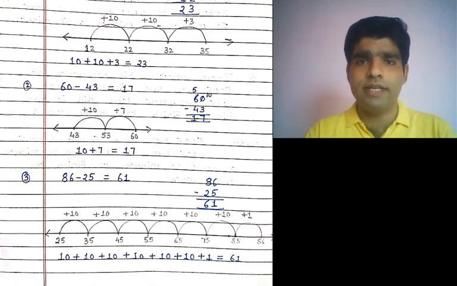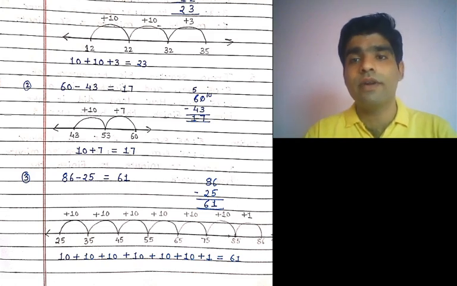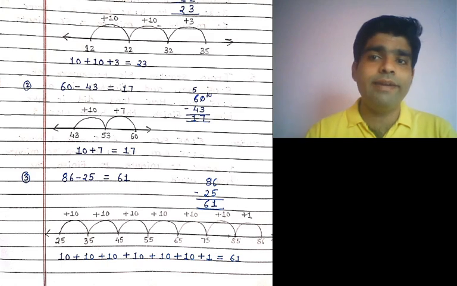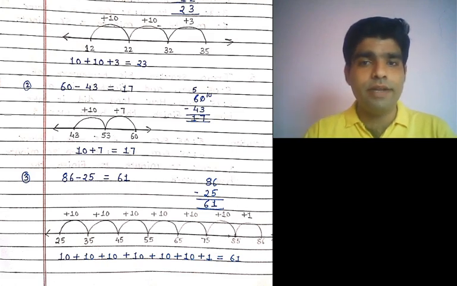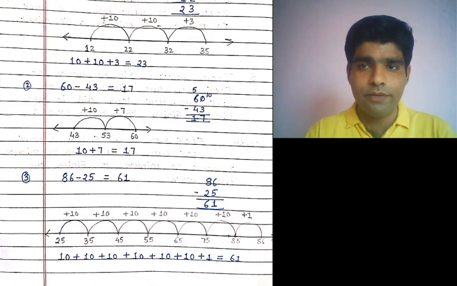Now we have to solve the next one, count to subtract by using the number line. Okay, first of all, for the similar example, start from 25. Write down your 25. We have to add 10. 25 add 10, your answer is 35.